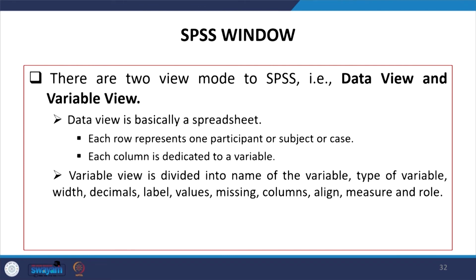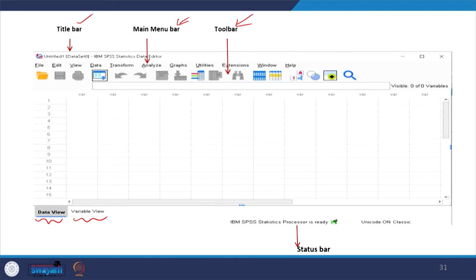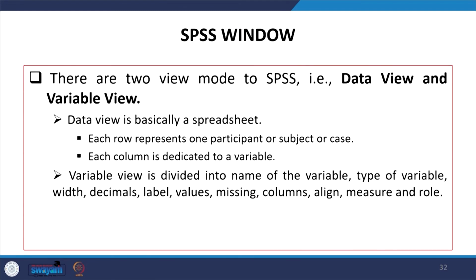There are two view modes of SPSS, called data view and variable view, which I just mentioned. Data view is basically a spreadsheet, which we used to see in Stata. It shows each row representing one participant, subject, or case. Each column is dedicated to a variable.